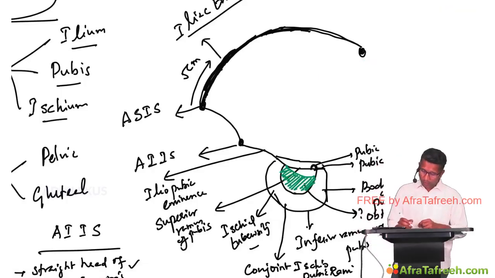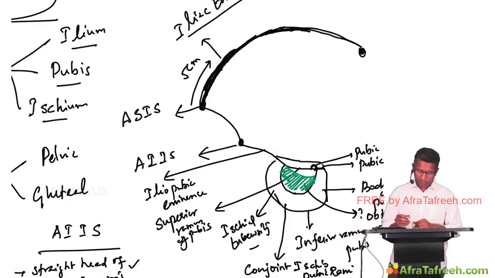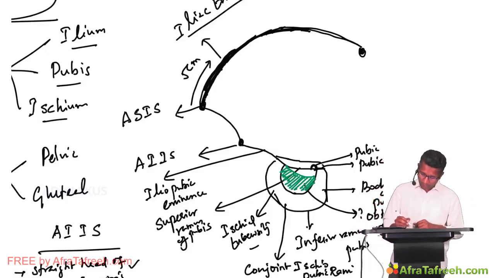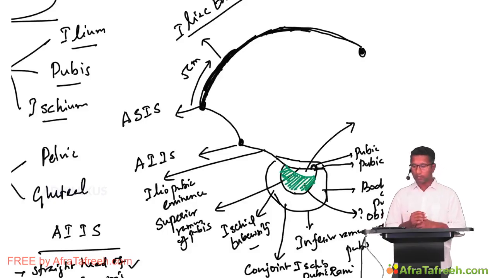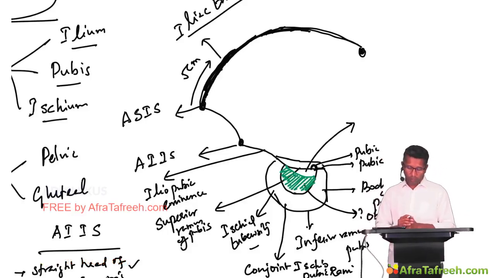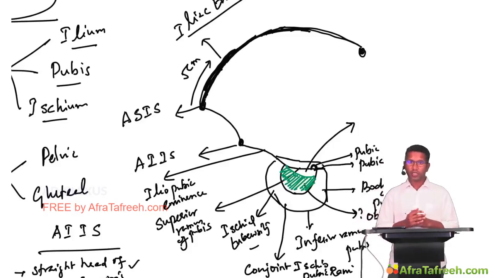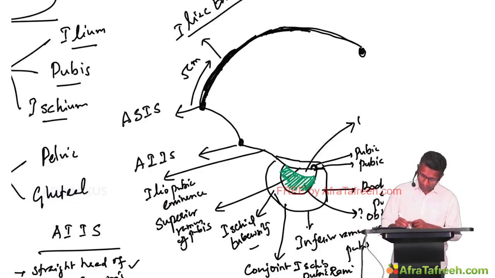Okay, so you see a gap between the superior ramus of the pubis and the obturator membrane. Can anybody tell me what this gap is called, guys? There is a gap between the superior ramus of the pubis and the obturator membrane. So what is that gap called? It is called the obturator foramen.